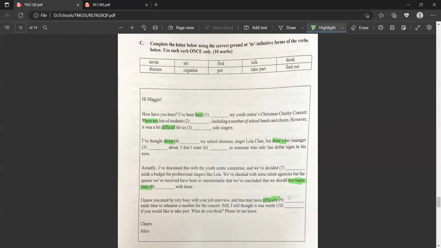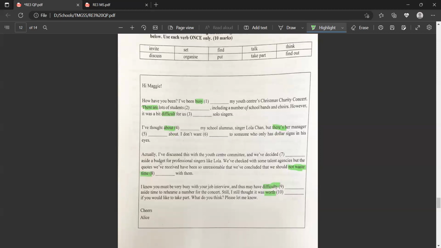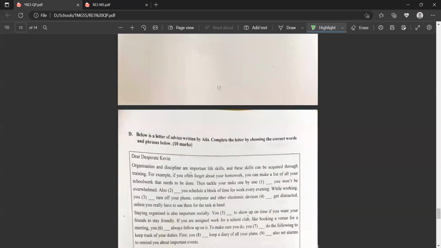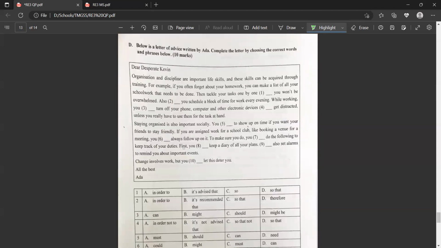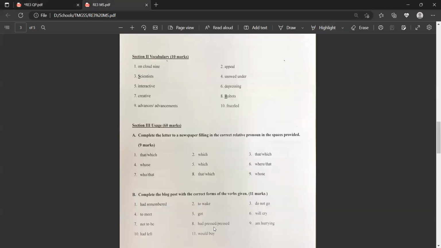the concepts. It was worth if you would like to take part. What do you think? Please let me know. It was worth finding out. Okay. I show you the answers first before we move on to D.